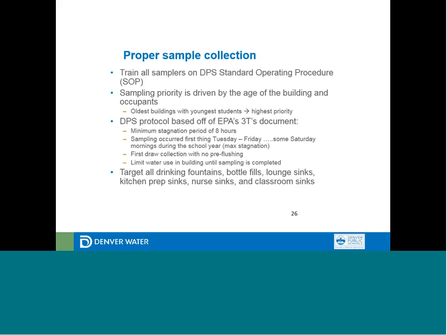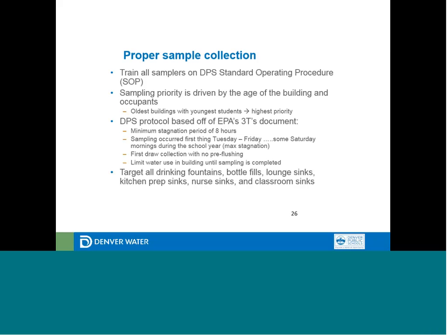And when we created the SOP, it was really based off of 3T's document with a few other things added, but we really focused on the minimum stagnation period of 8 hours. As Melissa mentioned, our sampling primarily occurred Tuesday to Friday. We did do some Saturday mornings during the school year, and this was helpful for the larger school buildings, such as high schools and larger middle schools, just because we couldn't get the sampling completed during a normal weekday when students start to show up pretty early.